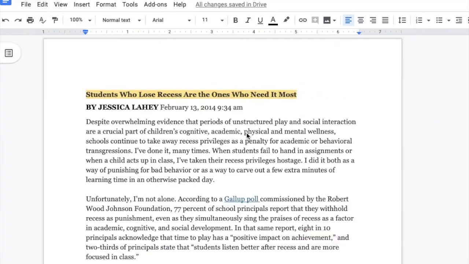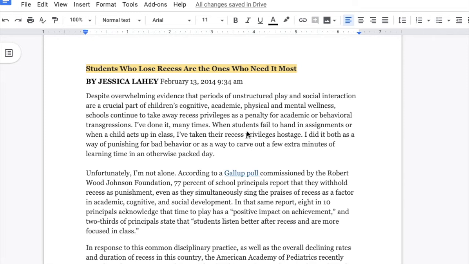Let's take a look at this essay. We're not going to read through the entire thing because it's a page and a half, but I want to talk with you a little bit about the structure of this argumentative essay about the importance of recess. Now, the person who wrote this decided to put their claim in there first as their title, which is fine. I would like you, though, to make sure that you include a thesis statement that also includes your claim. The very first sentence, highlighted there, says, students who lose recess are the ones who need it most. This right here is our claim.